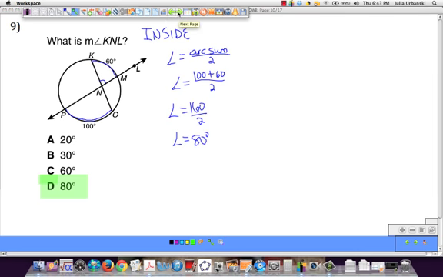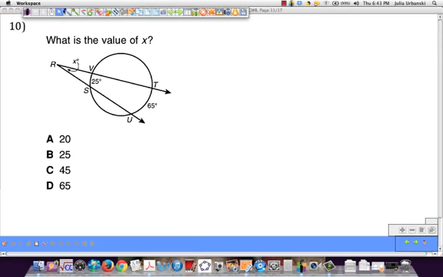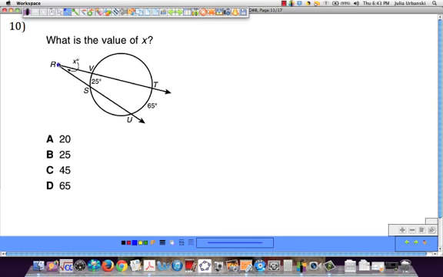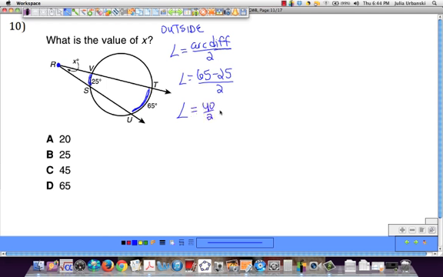All right, number 10. What is the value of x? This is an angle that meets on the outside. So when it's on the outside, what you do is the arc difference divided by 2. It's different when you're trying to do the angles and when you're trying to do the segments. Make sure you have that written down on your cheat sheet, the difference between them. So you always subtract the bigger arc minus the smaller arc. The angle equals 65 minus 25, and then you divide by 2. That is 40 divided by 2, so it equals 20 degrees.